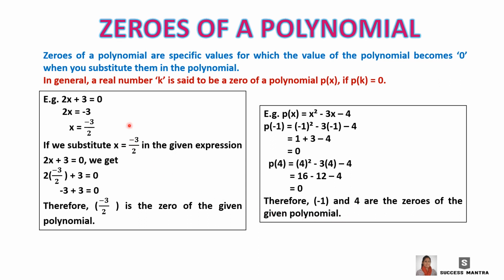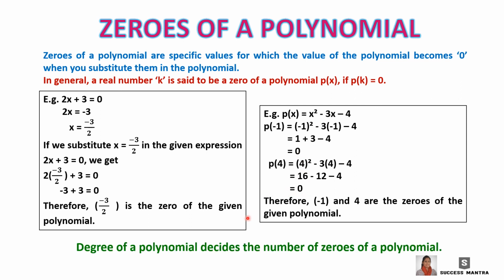And one more thing we need to note is that if the expression here is 2x plus 3, what is the degree of the polynomial? The highest power of x is 1. So the degree of the polynomial is 1. Since the degree of the polynomial is 1, we have only one zero for this polynomial. In this case, the degree of the polynomial is 2 because the highest power of x is x square. So the degree is 2. Since the degree is 2, we have two zeros for this polynomial. So the degree of the polynomial decides the number of zeros of this polynomial.